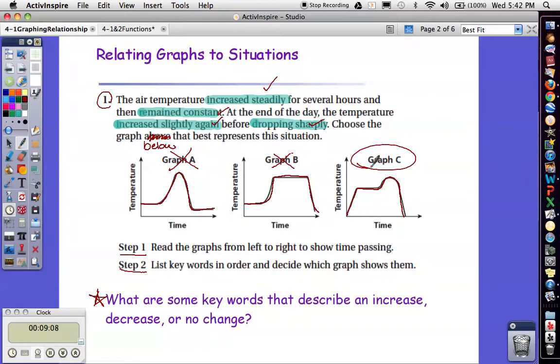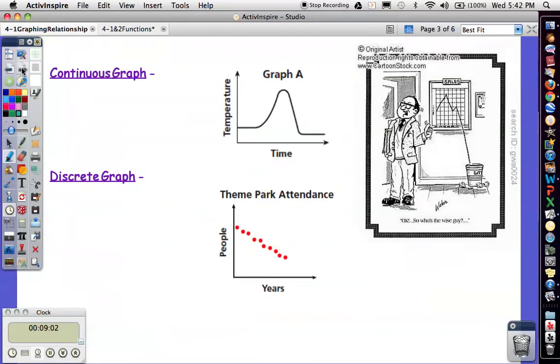Make sure you copy down step 2. You were missing this part right here. So if you didn't fill that in, you want to fill that in the box on your note guide. There's 2 different types of graphs, okay? You can have a continuous graph and you can have a discrete graph. They're pretty self-explanatory, especially if you look at what we have over here. Take a look at these 2 graphs. What's the difference between them?